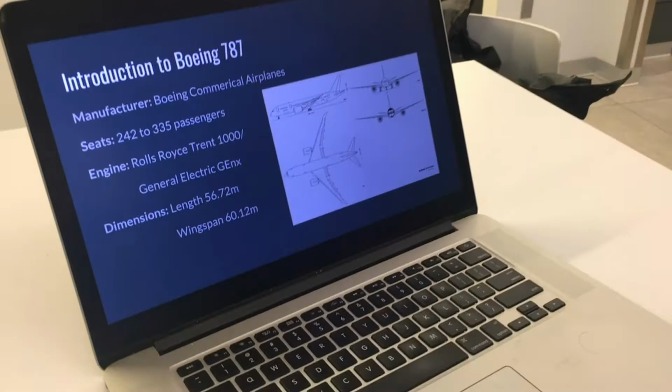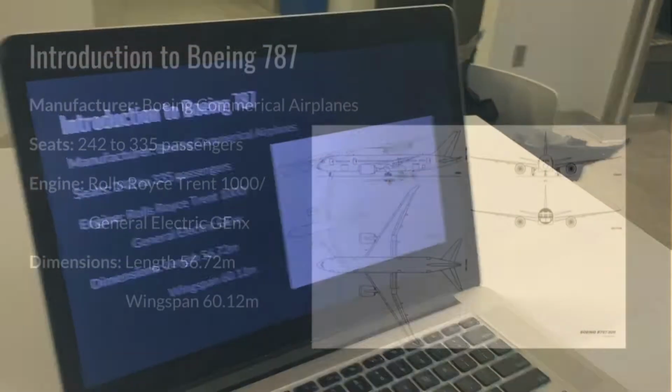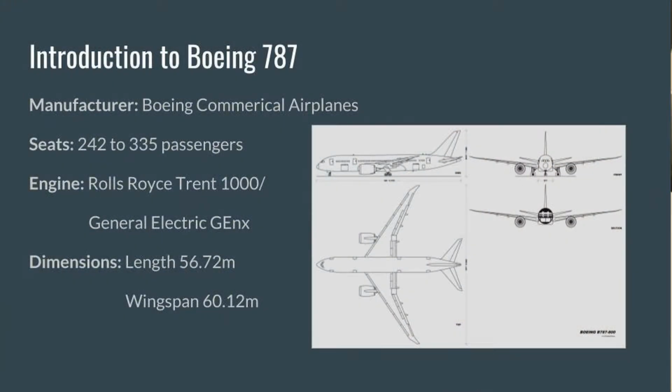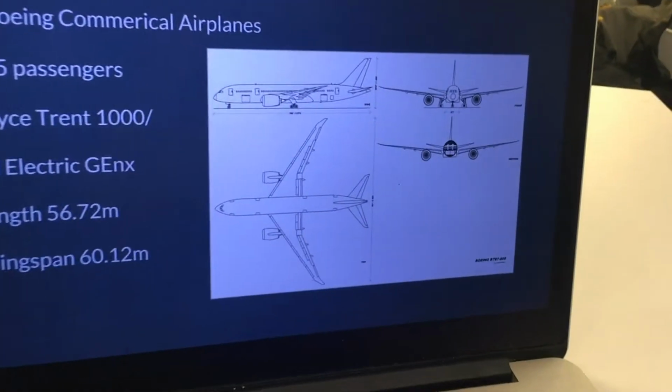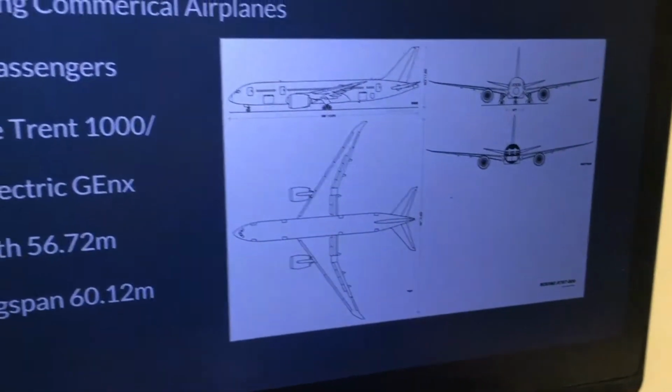Here's our introduction to the Boeing 787. The manufacturer is Boeing Commercial Airplanes. It seats 242 to 335 passengers. It uses the Rolls-Royce Trent 1000 or the General Electric GEnx engine. The length is 56.72 meters and the wingspan is 60.12 meters.